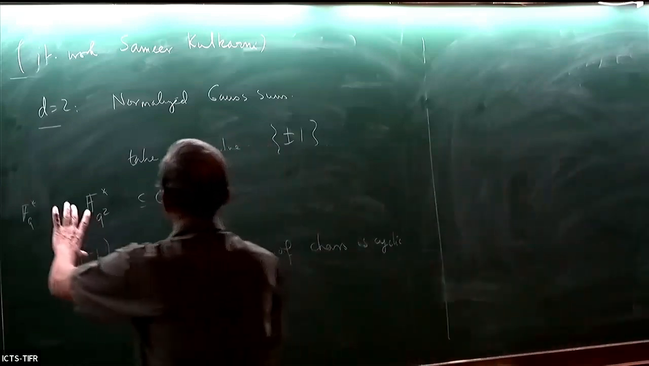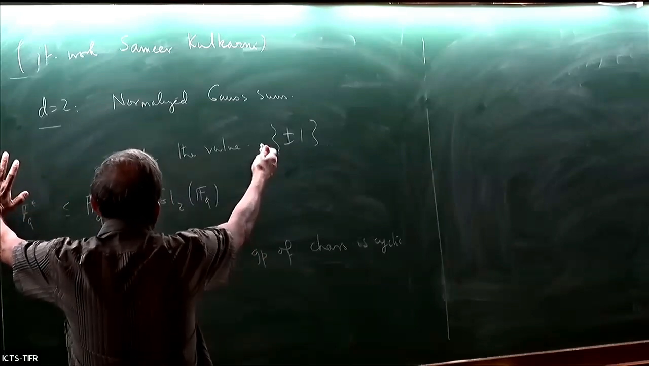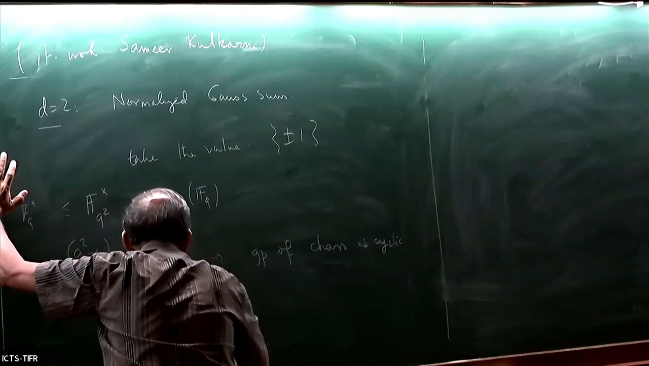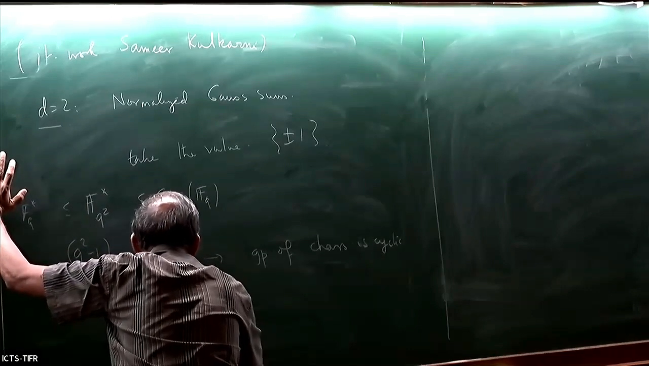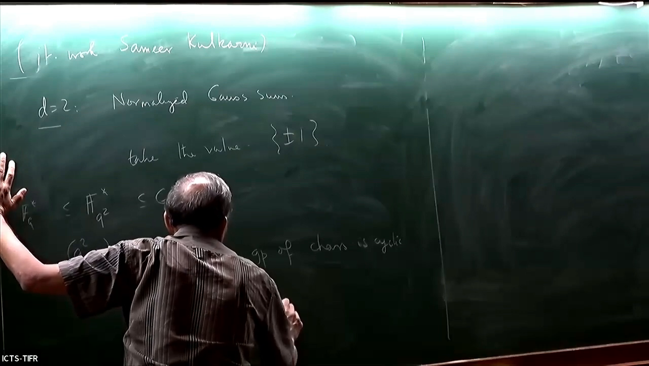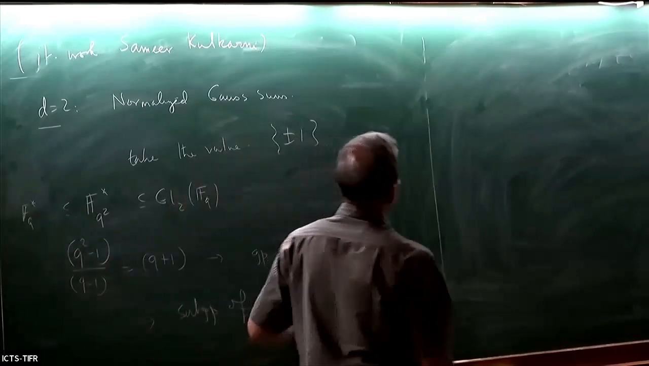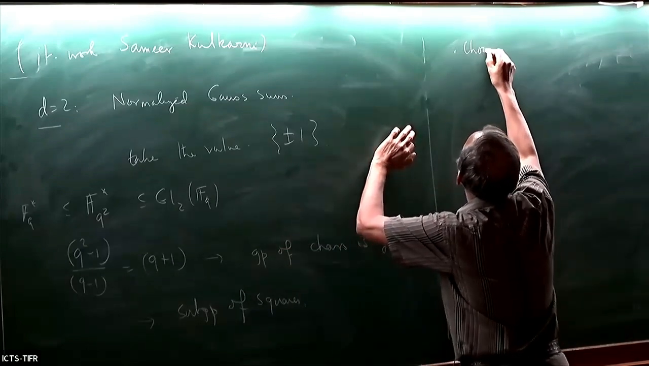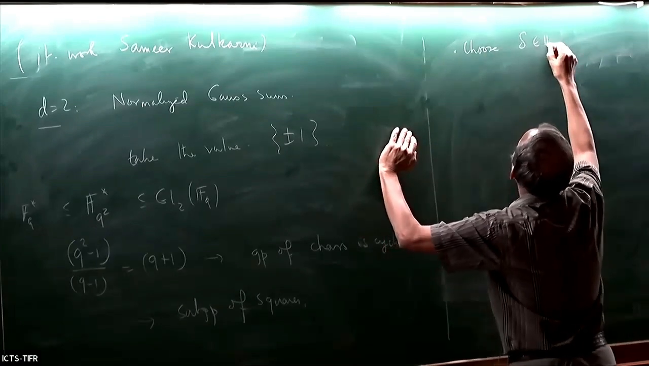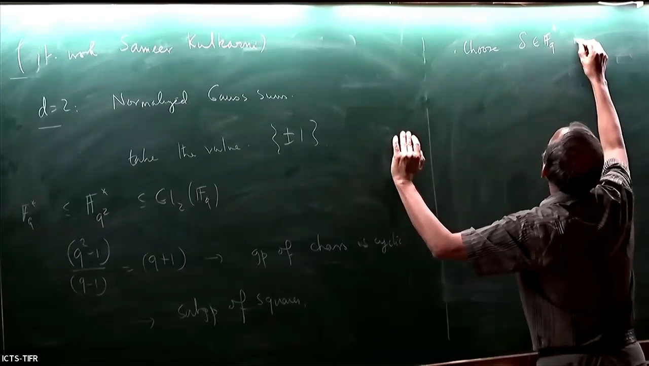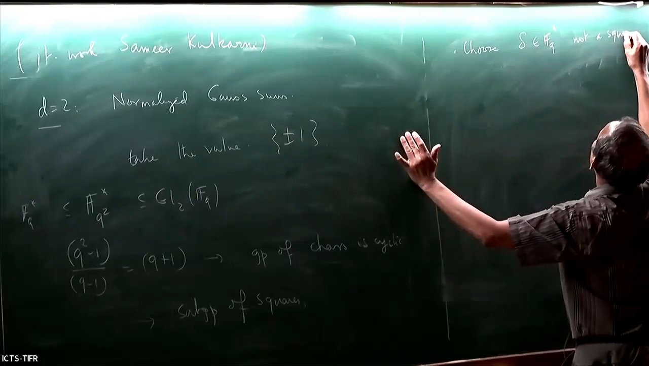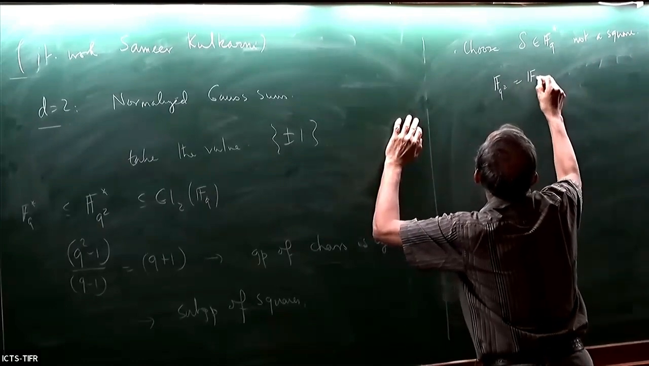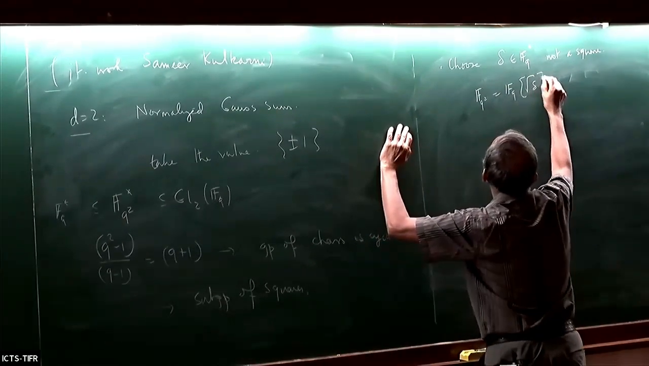cyclic. So what happens is, if you know it is going to be plus minus 1, this group has two subgroups. It has the subgroup of squares and non-squares. And what you do is you choose a delta in F_q star which is not a square. So then F_q squared is equal to F_q adjoin square root delta. It doesn't matter.